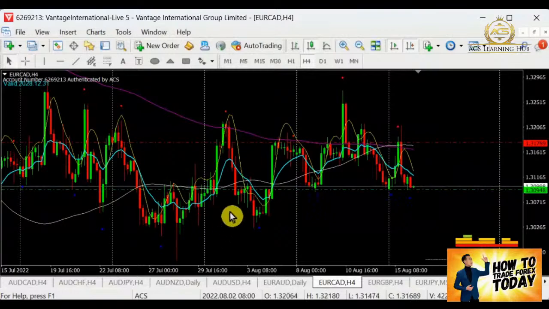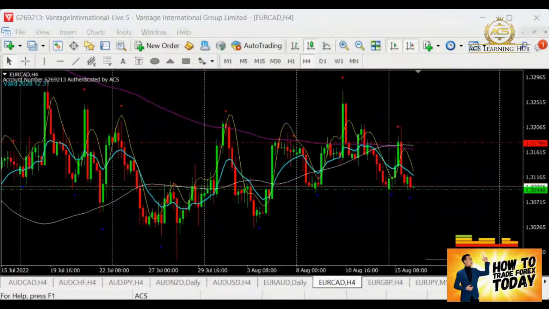Also, Euro CAD. It's right now on the support, but we just need to wait for it to break the support, and then we'll start trading below. All right, Euro CAD not bad. So I will still be looking out.